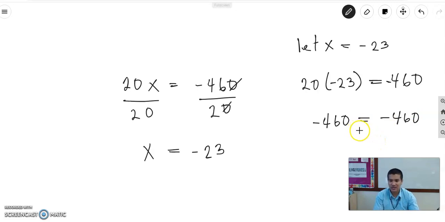When solving an equation, if you are not sure with your answer, you can do the checking, so that you are sure you will get the correct answer.